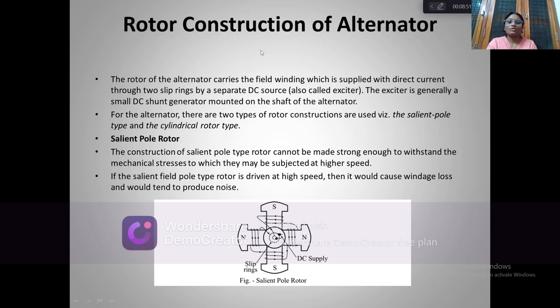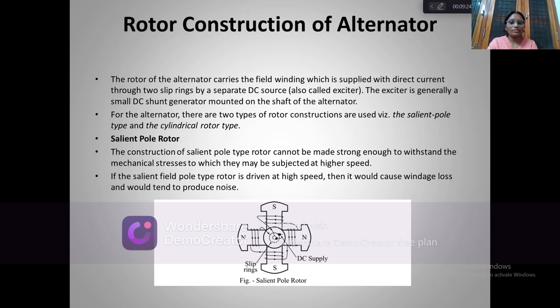And we'll discuss the rotor construction of an alternator. The rotor of the alternator carries the field winding, which is supplied with direct current through two slip rings by a separate DC source. This DC source is also called the exciter. The exciter is generally a small DC shunt generator mounted on the shaft of the alternator. For the alternator, there are two types of rotor constructions.